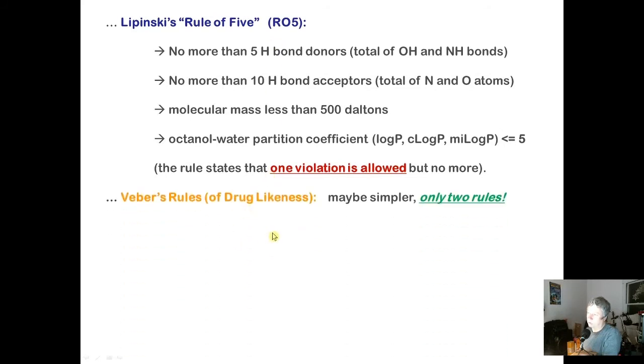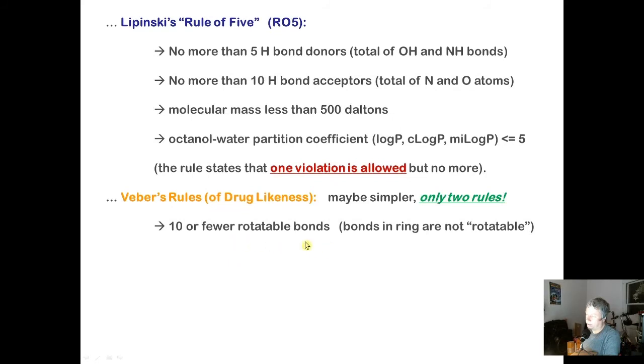What are the Weber rules? The Weber rules of drug likeness are maybe simpler. It only has 2 rules. The 2 rules are 10 or fewer rotatable bonds. A bond in a ring is not rotatable, but bonds between heavy atoms that are not part of a ring are called rotatable. We'll see an example in a second of a rotatable bond, and we'll count some up.